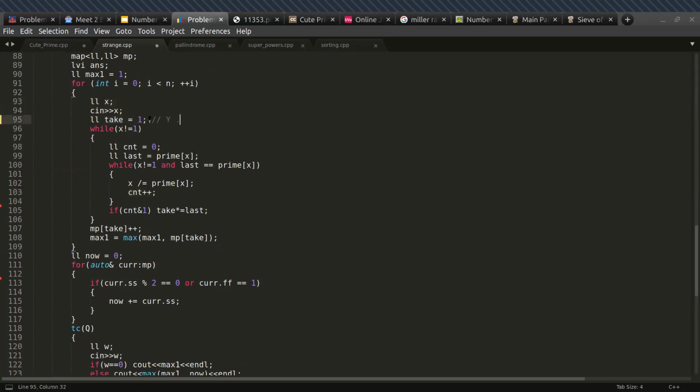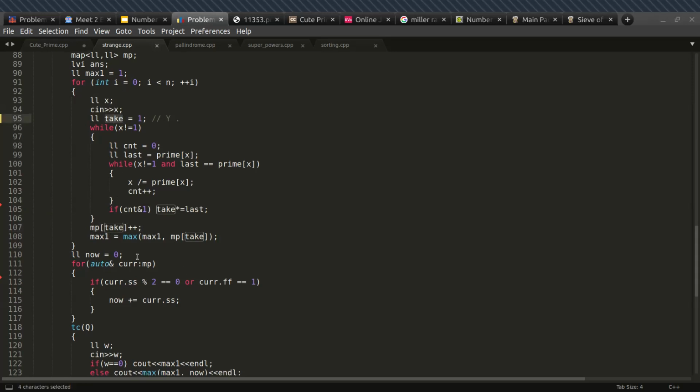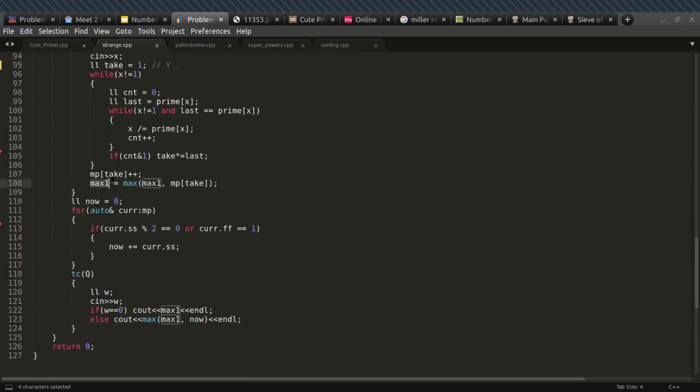This is y. I'm just preparing the y value, because if it is odd, I need to multiply the prime with prime over here, and then I just increment the count of y. So this is that y thing. And yeah, so max one is the maximum.